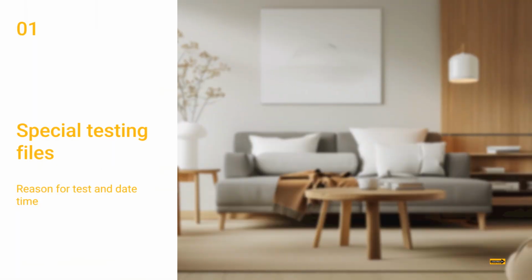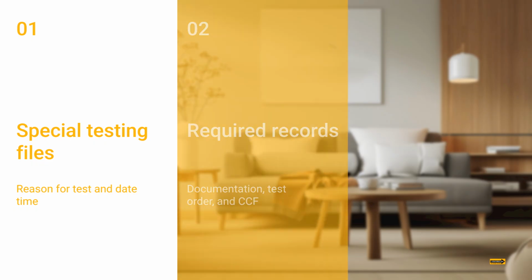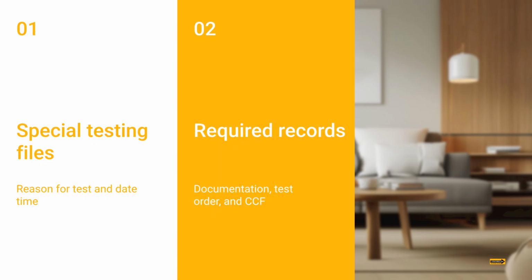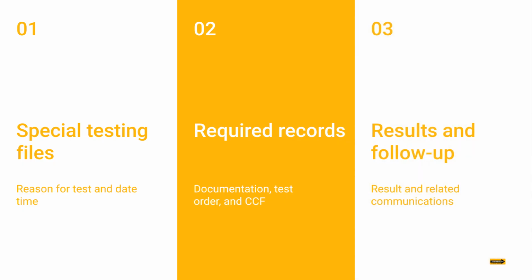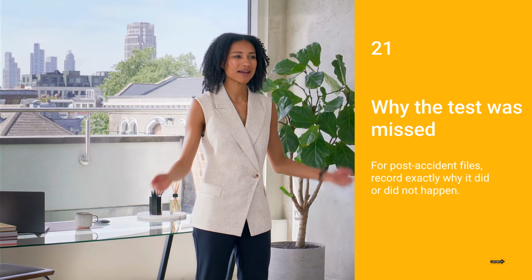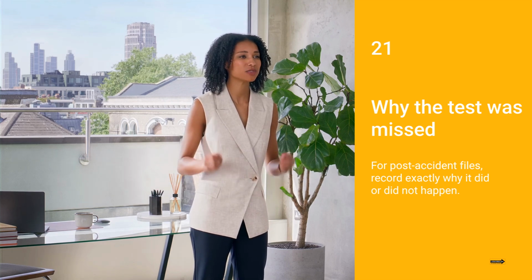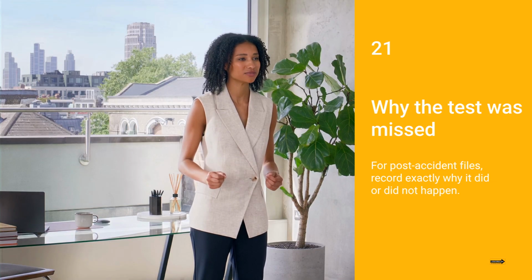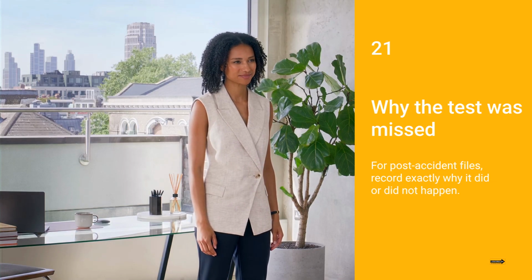For post-accident, reasonable suspicion, return to duty, and follow-up tests, keep one complete file with the reason for the test, the date and time, the required documentation, the test order, the CCF or electronic CCF, the result, and any related communications. And for a post-accident case, if the test wasn't completed, document exactly why it did or didn't happen, so the file answers that question before an inspector has to ask it.